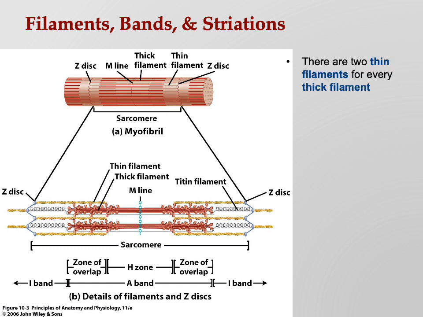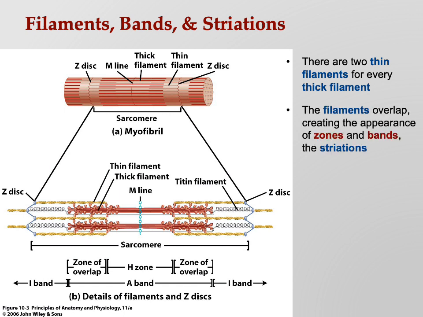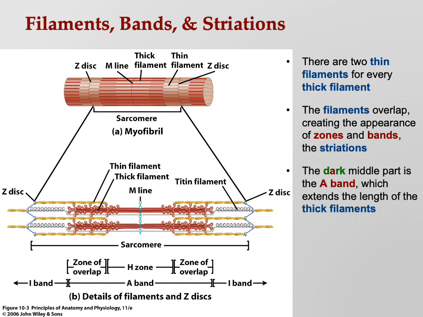Okay, let's take a look here. There are 2 thin filaments for every thick filament. All right, see in the bottom part there, you got the big thick filament, and then there are the smaller thin filaments on both sides of it, one above and one below. Filaments overlap, creating the appearance of the zones and bands, which are the striations. Remember we said the skeletal muscle is striated? It had those stripes. What caused the stripes? It's basically the overlap of the thick and thin filaments. They create the bands, which up close look like big wide bands. From a distance, they look just like little stripes. Those were the striations of skeletal muscle.